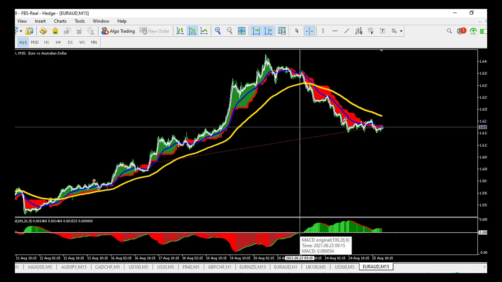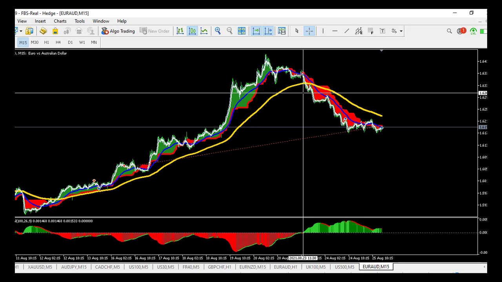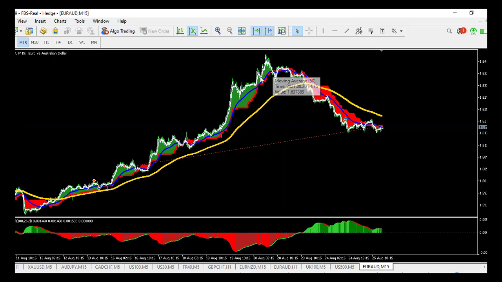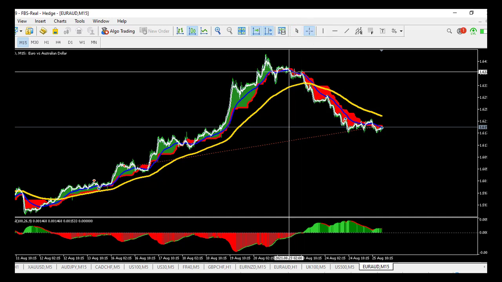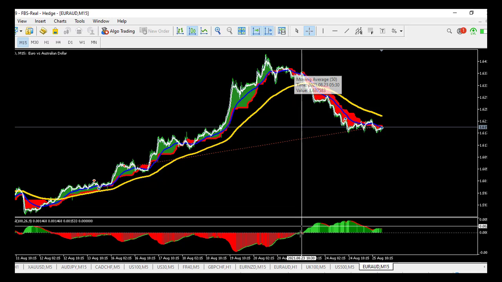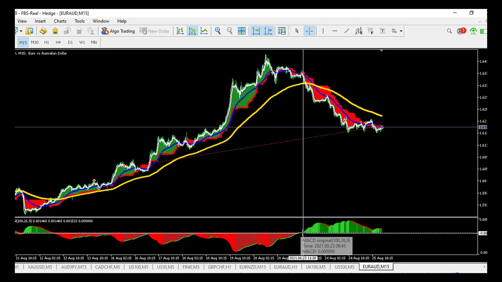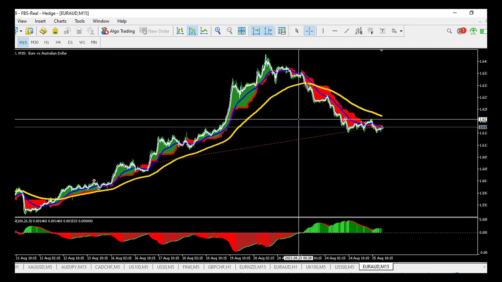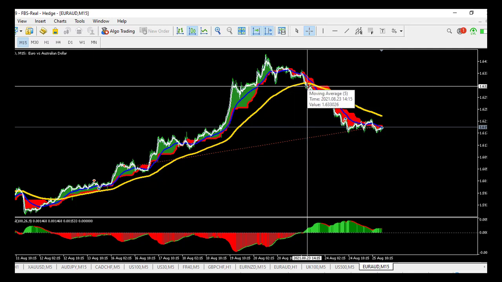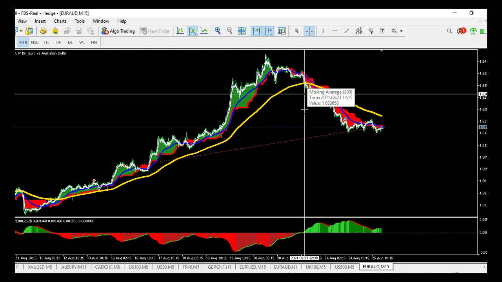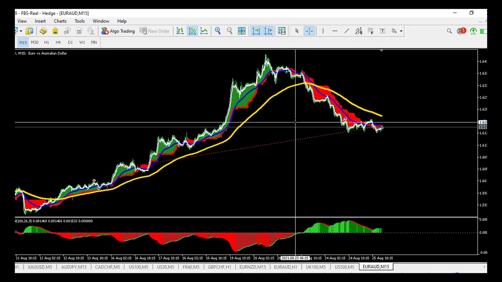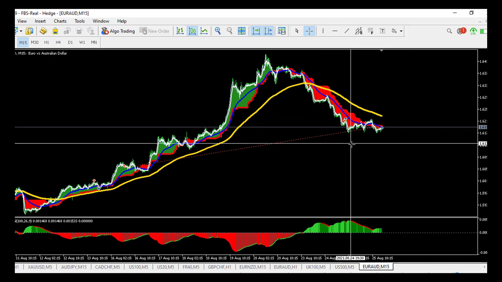This turned green and it's above the zero line, and this Ichimoku turns from green to red at this point, but we are waiting for confirmation from MACD here. Once MACD turns green and is above the zero level, then you can enter your trade. Most of the time you can wait for it to cross the 200 moving average. Once it crosses, there's another confirmation that you can actually short this trade. You can set this trade and ride the trend to the end.